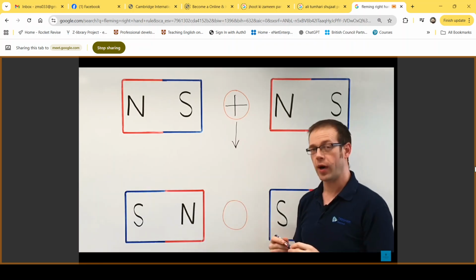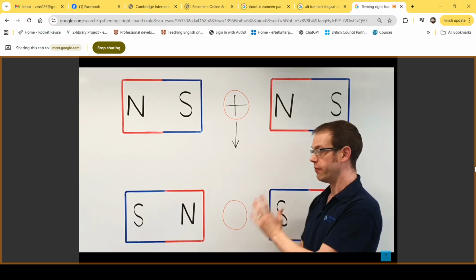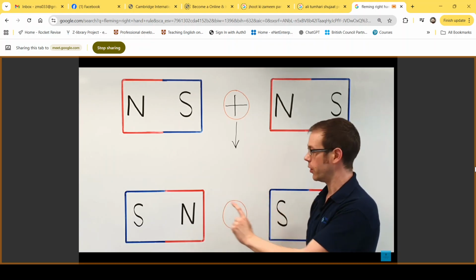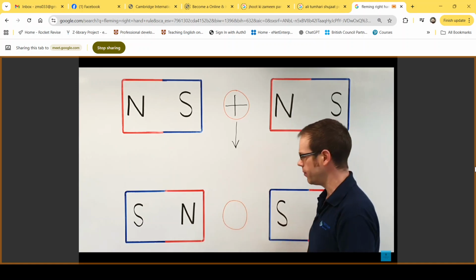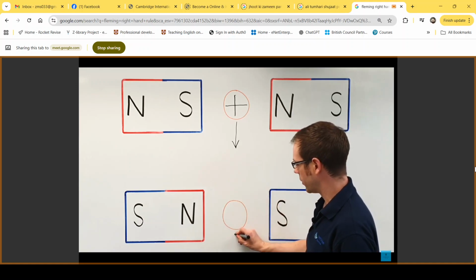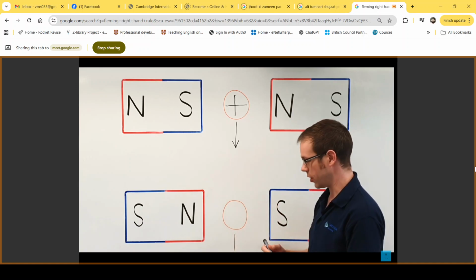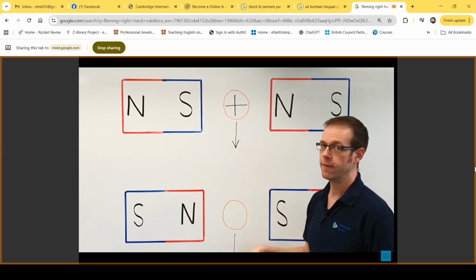So let's have a little look at what happens now when we reverse the magnetic field. So here now, we've got lines of magnetic flux going from north to south in this direction. We'll still say that we are moving the conductor downwards. So the conductor is going to be moving in a downwards fashion.